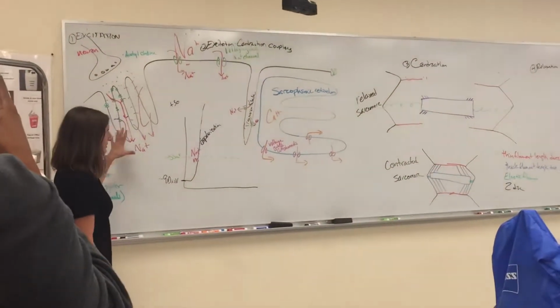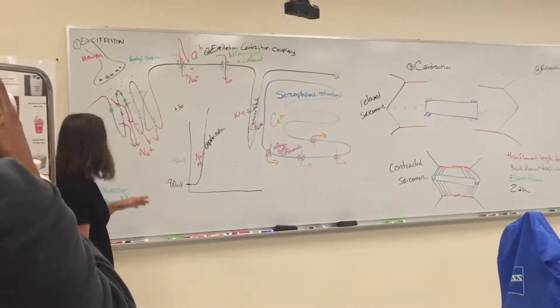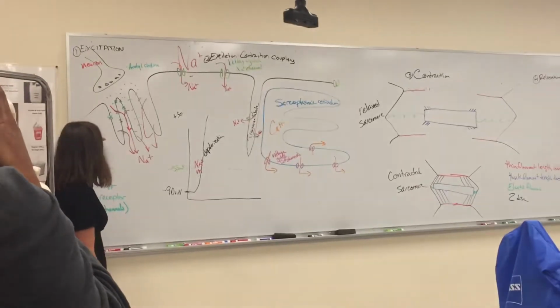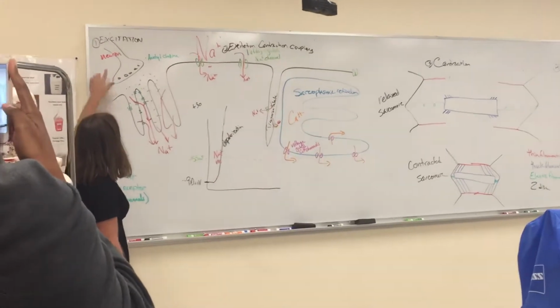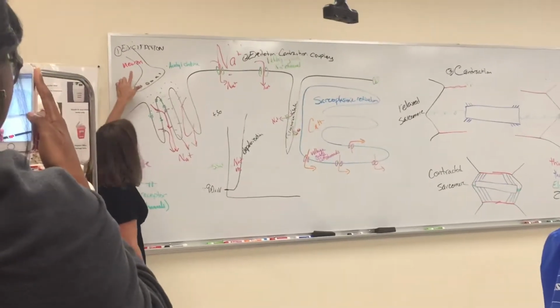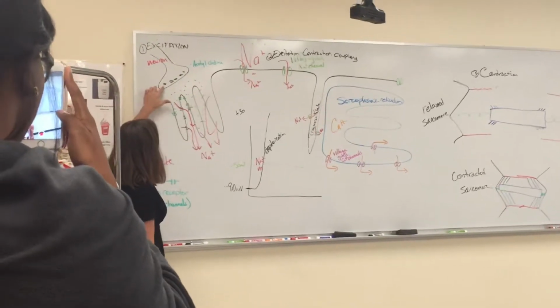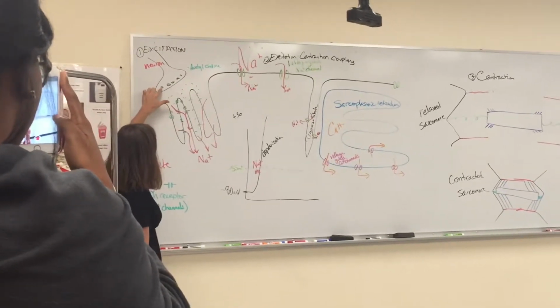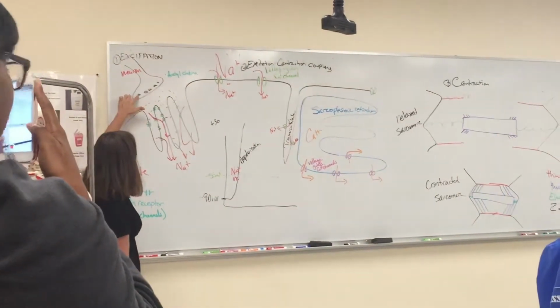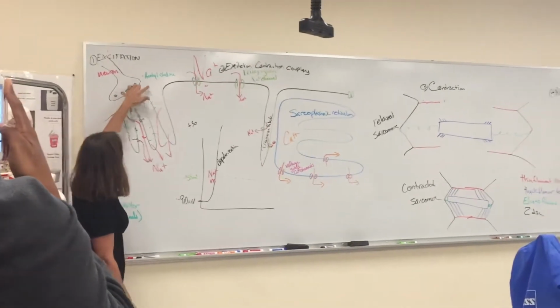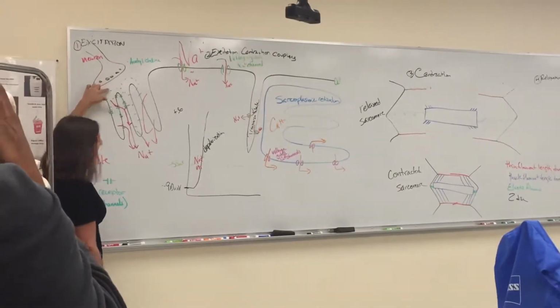So we're talking about the neuromuscular junction. The neuromuscular junction is where the neuron talks to the muscle. This is our neuron, this is our muscle. An electrical signal comes down the neuron and causes the release of acetylcholine from the synaptic vesicles here, into the synaptic cleft. That's what this space is called.